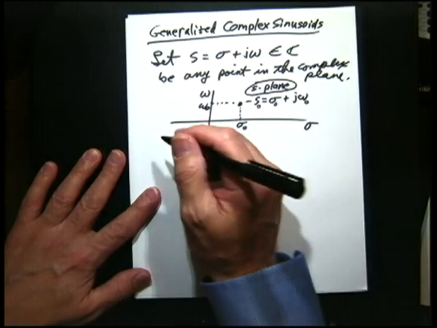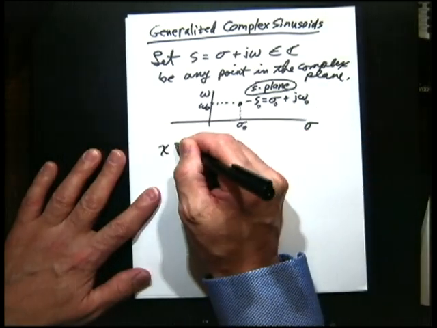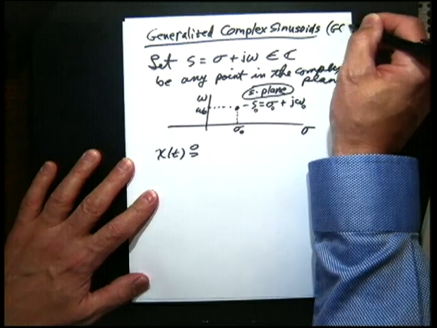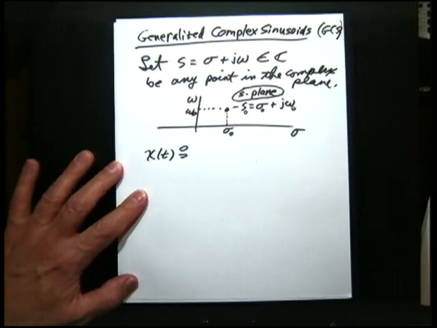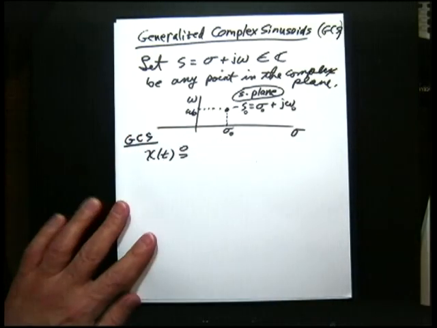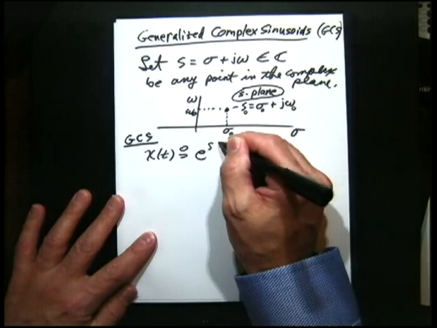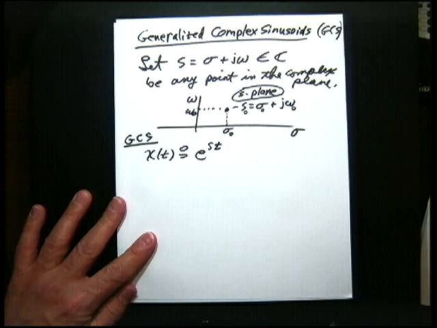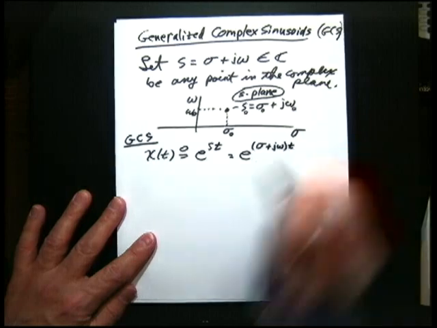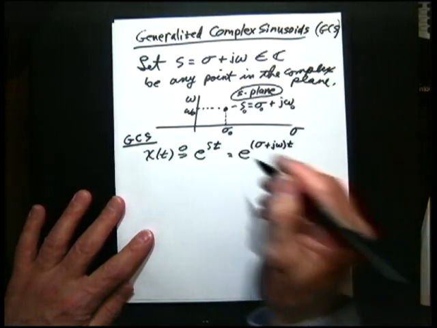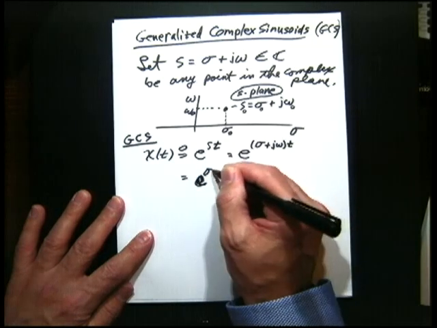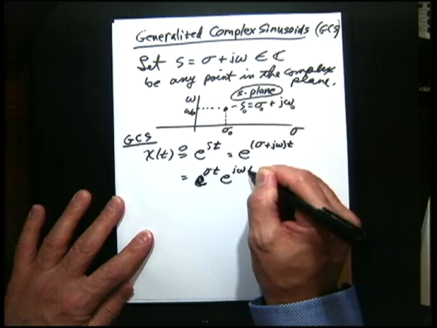All right, so now, let's define a signal x of t as, okay, let's say GCS would be our abbreviation for generalized complex sinusoid, so that's what I'm defining here. So our generalized complex sinusoid, x of t, is defined as e to the st for any s. And so that breaks down into e to the sigma plus j omega t. And by properties of exponents, we can factor that into an e to the sigma t times e to the j omega t.